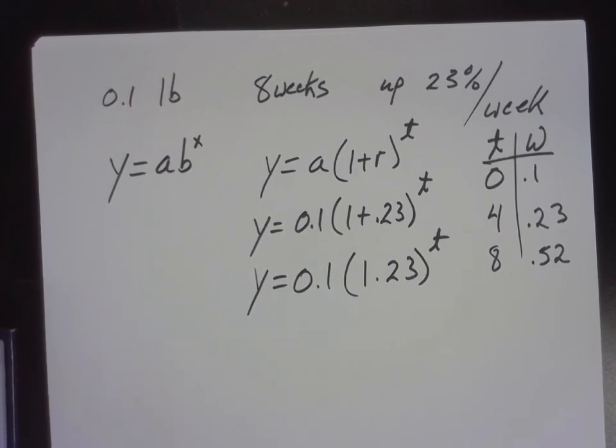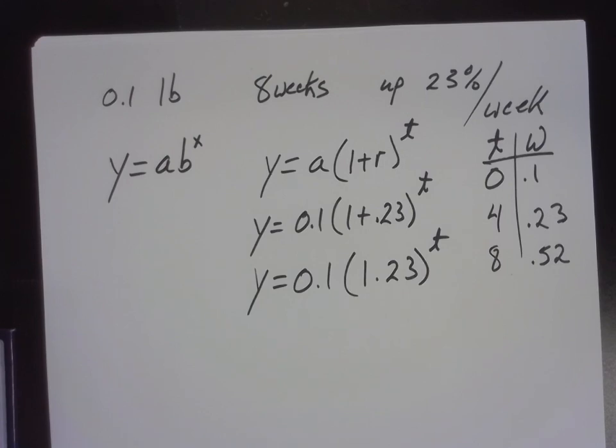Yeah. So it starts out 0.1, a tenth of a pound. After 4 weeks, it's up to a fourth. So it's grown quite a bit, hasn't it? But over the next 4 weeks, does it grow the same amount it did the first 4 weeks? No. Every week it's growing at an increasing rate. So it's growing more and then more and then more. Now, can this continue?